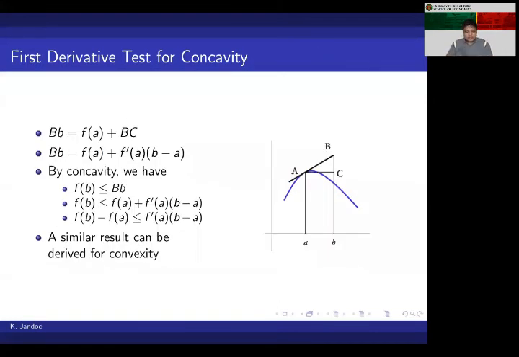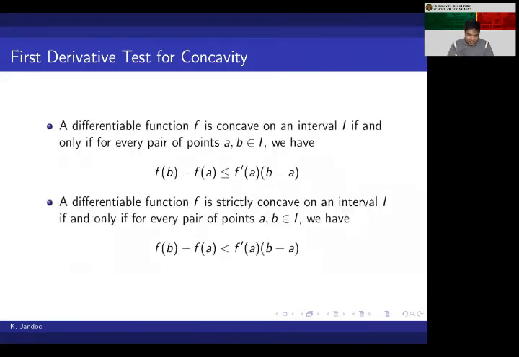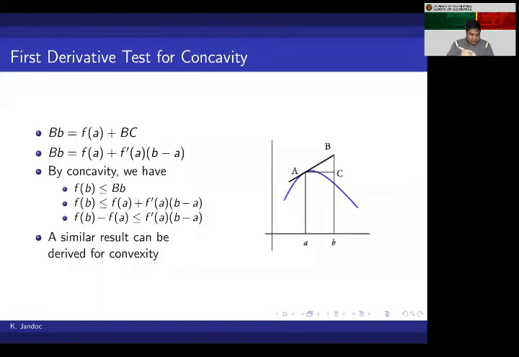Now let's go to the first derivative test for concavity. Here we have three relevant points: A, B, and C. The term BB refers to this height from big B to small b. So this height is BB.